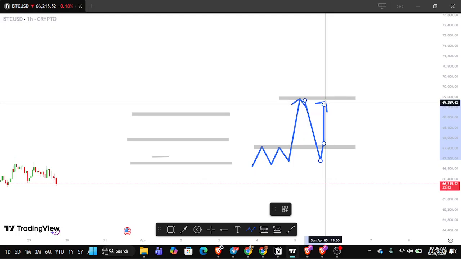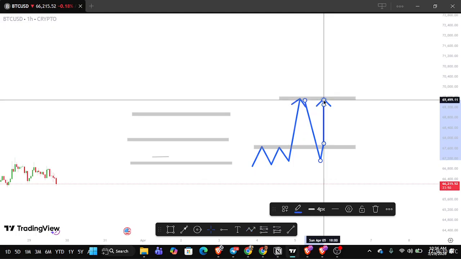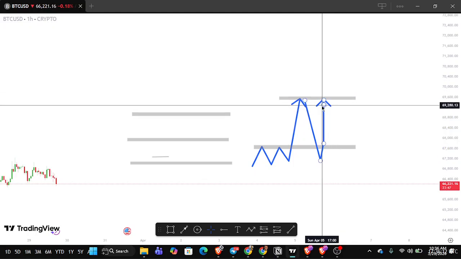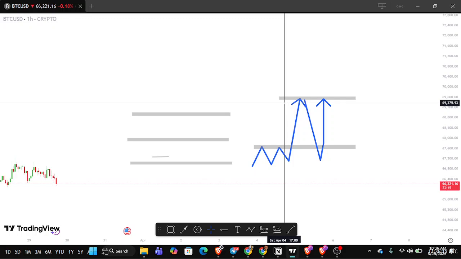Now, in terms of trading ICC and putting all these things in play, ICC is also that zone, right?